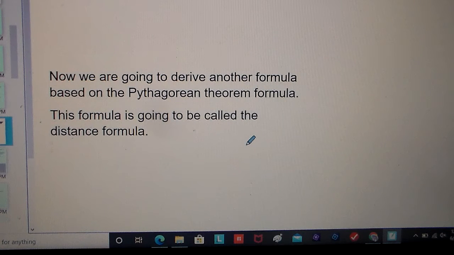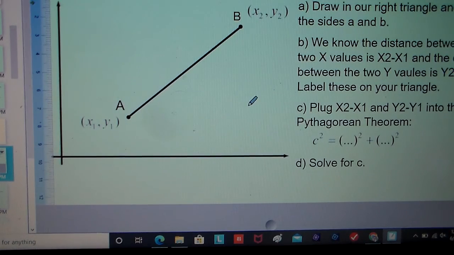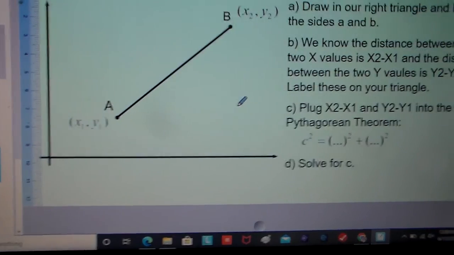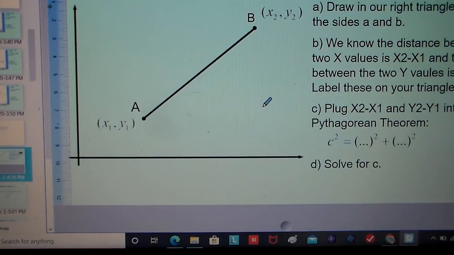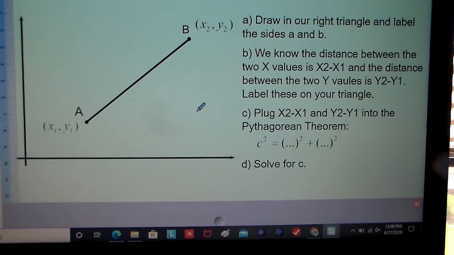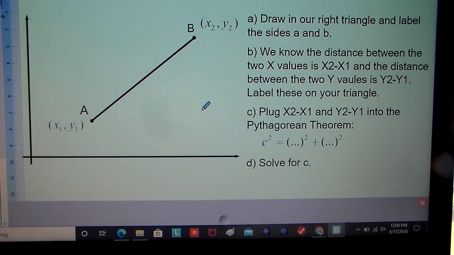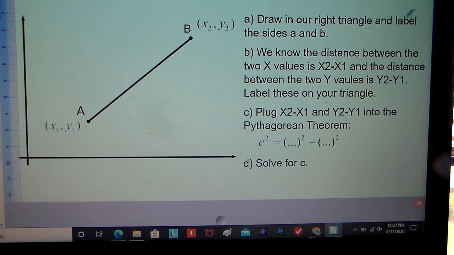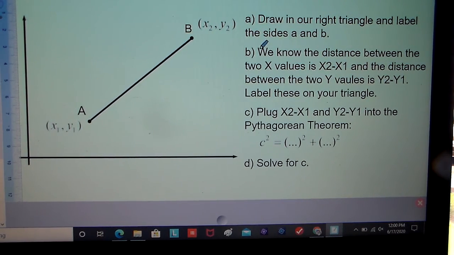This formula is going to be called the distance formula, and this is the formula that we're going to be working with today quite a bit. So if we're looking at this, let's square things up a little bit better. Zoom out. Yep, we can go read that. Okay. So it says draw in our right angle and label the sides A and B.